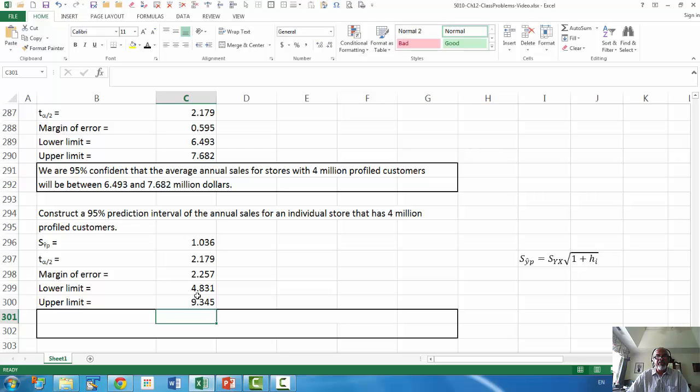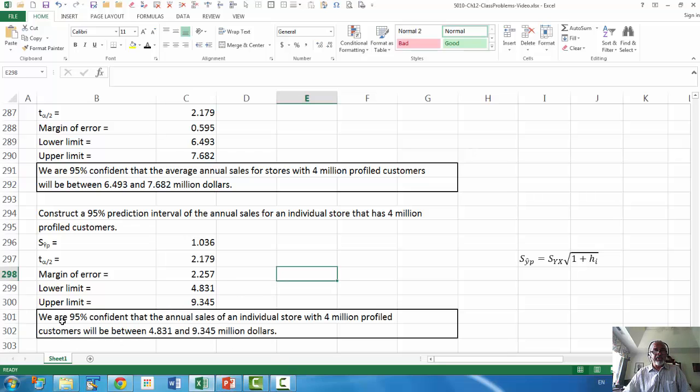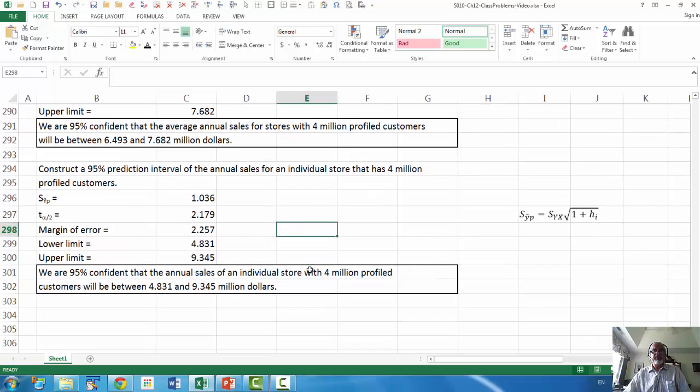And now you see that this interval is larger than the previous one, because the previous one is for the mean of all the stores, whereas here it is for one particular store. So we have 95% confidence that the annual sales of a particular individual store with 4 million profile customers will be between these two numbers in millions of dollars. So you need to understand the contrast between the confidence interval and the prediction interval.